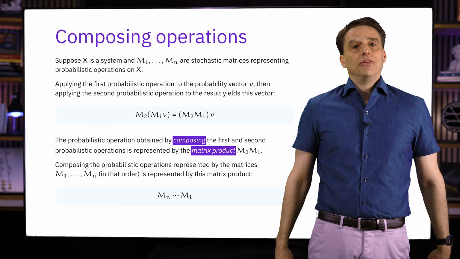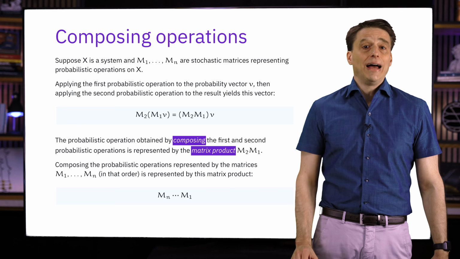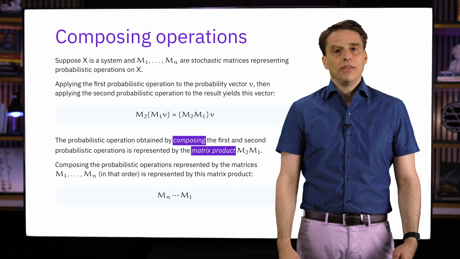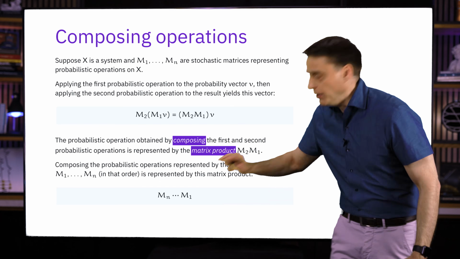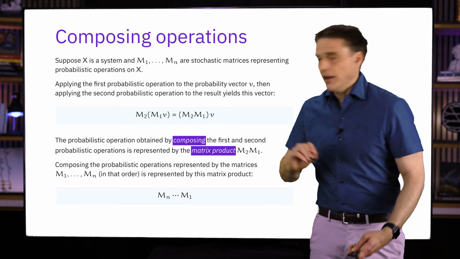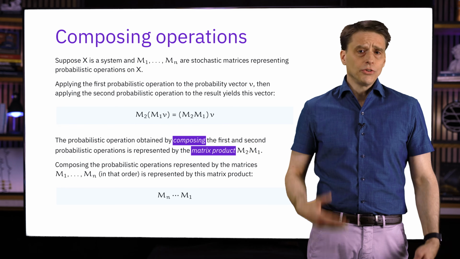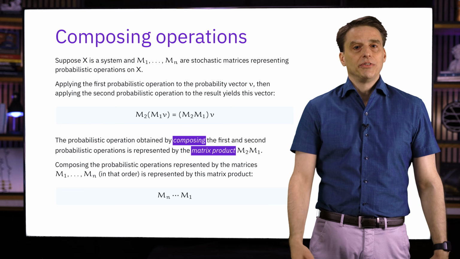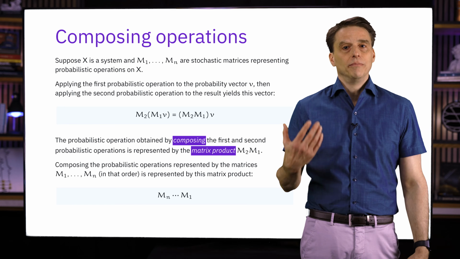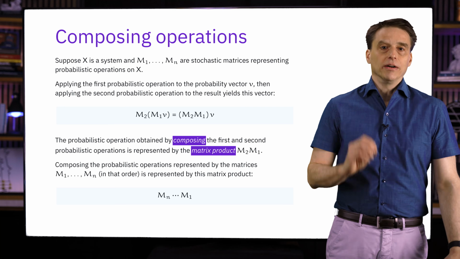If we don't stop with the second operation and we apply all of them in order, starting with the first and ending with the last one, which is Mn, then the composition of all of these operations together is given by this product that you see right here. And you see that the ordering, once again, is reversed for exactly the same reason as before. So in short, compositions of probabilistic operations are represented by products of stochastic matrices that represent them, keeping in mind that this is the ordering of the matrices in the product.